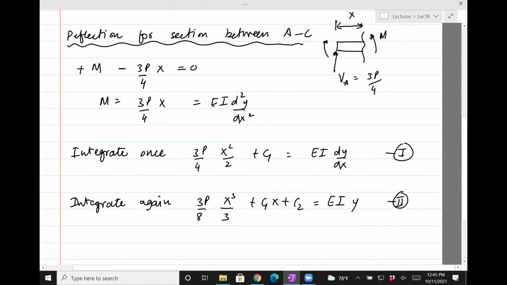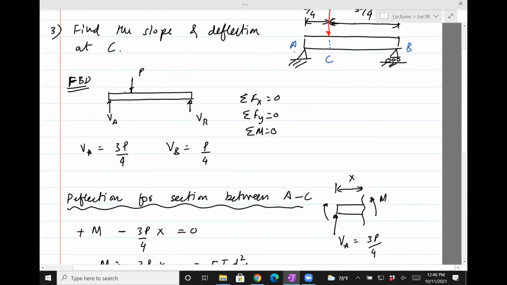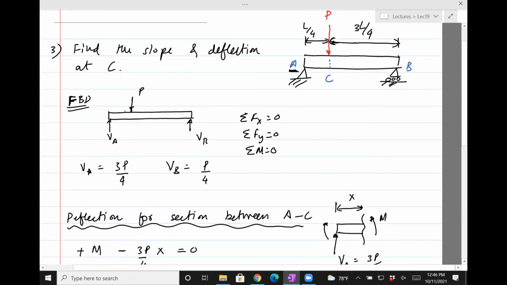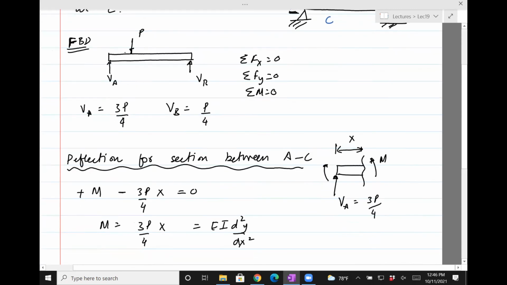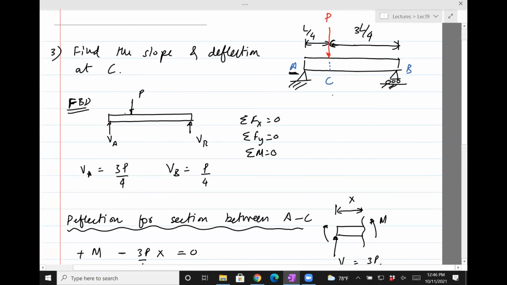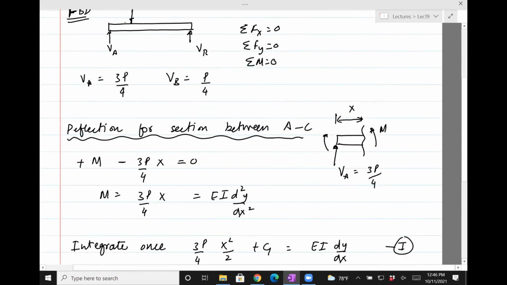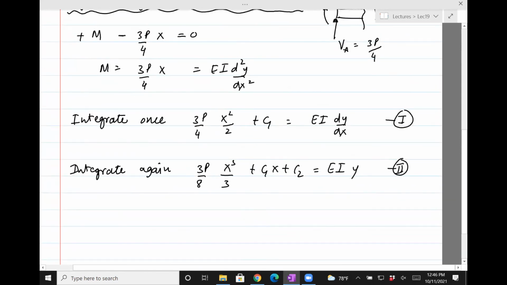The issue now is that when I try to find these two constants, I won't be able to find both. I can only identify one condition: at x equals 0, which corresponds to A, y is equal to 0. That's the only thing I know. I know nothing about point C yet, so I can't evaluate that expression or find the constants with either of those two. The deflection at A is not equal to 0, so I can't use that. So let me take the next piece, and then I'll show you how that piece and this piece can be used to find all four constants.